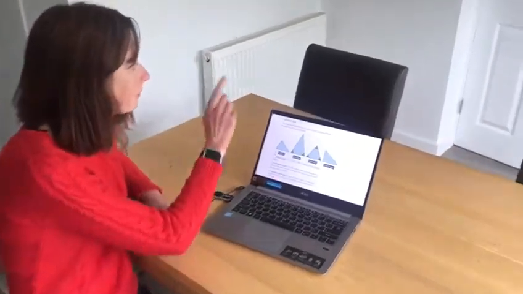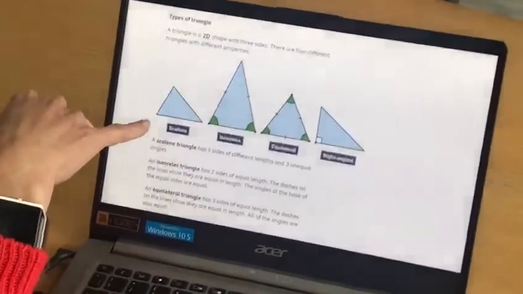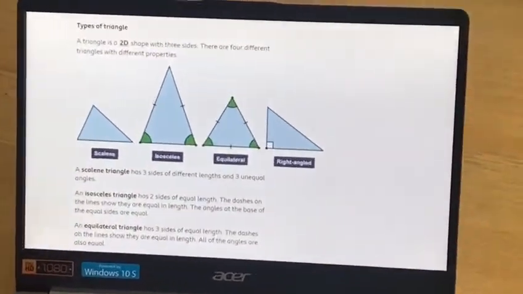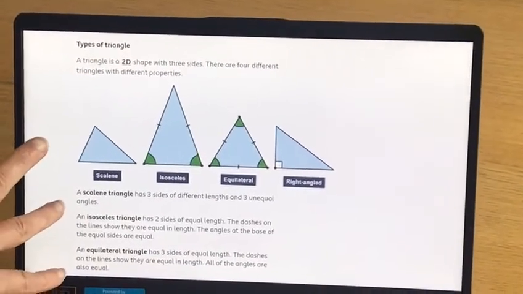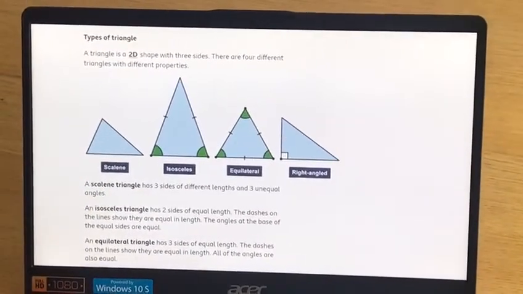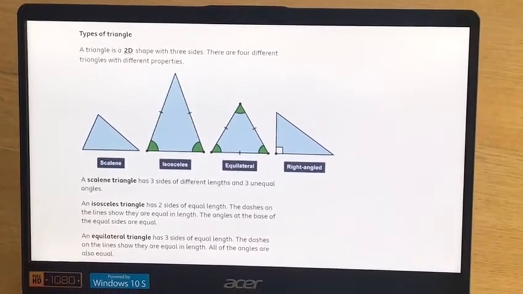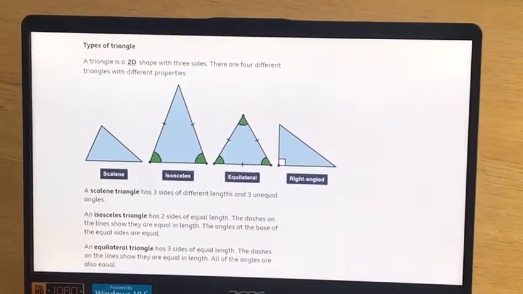This week we are looking at the properties of triangles and identifying the different types of triangles. If you go on to BBC Bitesize, there's a really good guide, so let's have a little look at it now. There are 4 different types of triangle. As you can see, a triangle is a 2D shape and it's got 3 sides. So let's have a look at some of the properties of a triangle.